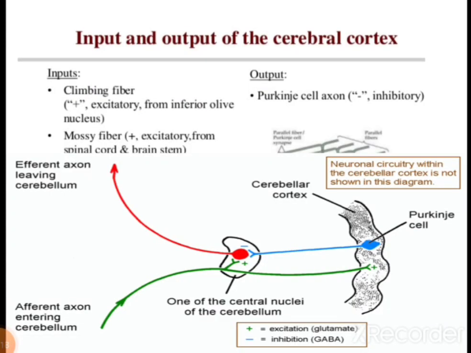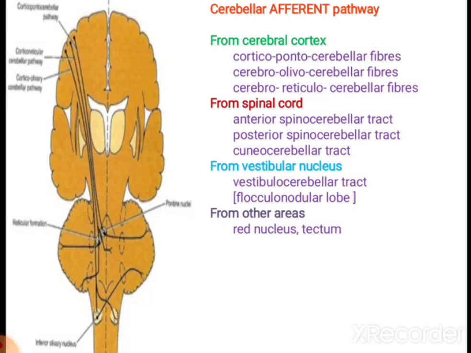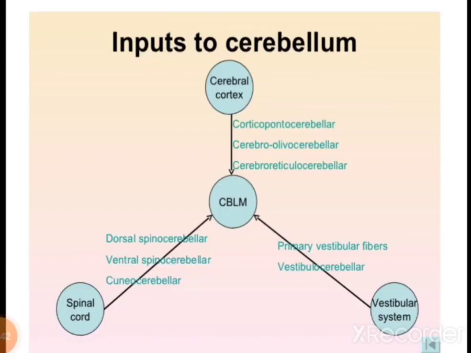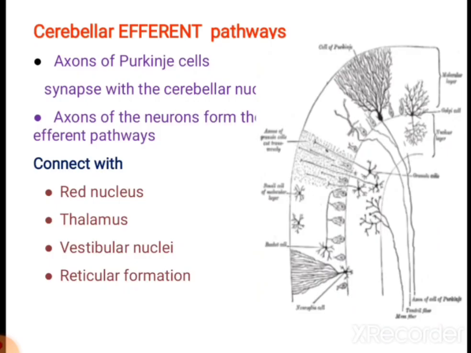Then this is the input and output of the cerebellar cortex, in which we have seen the inputs are coming from the climbing fibers and mossy fibers, and the sole output from the cerebellum is by the Purkinje cells. The cerebellar afferent pathway is formed from the cerebral cortex, the spinal cord, the vestibular nucleus, and other areas. This flow chart shows the inputs as well as the outputs of the cerebellum.